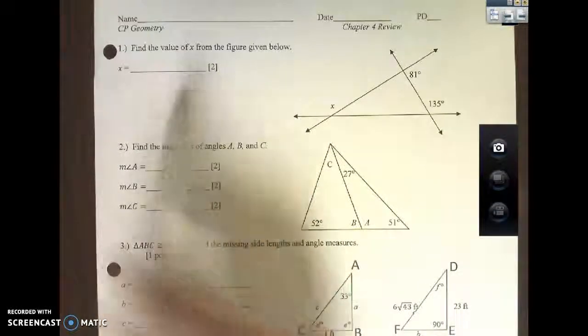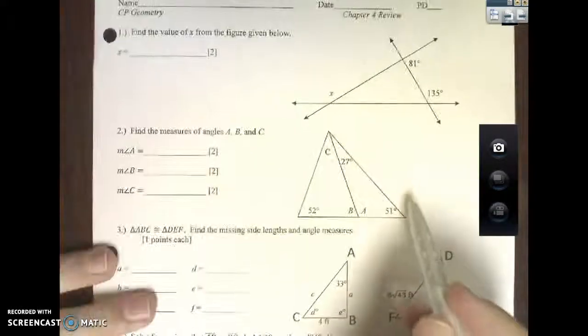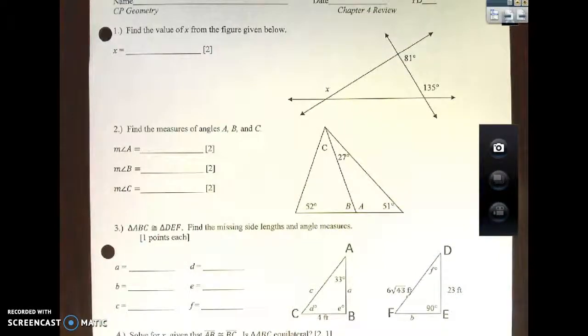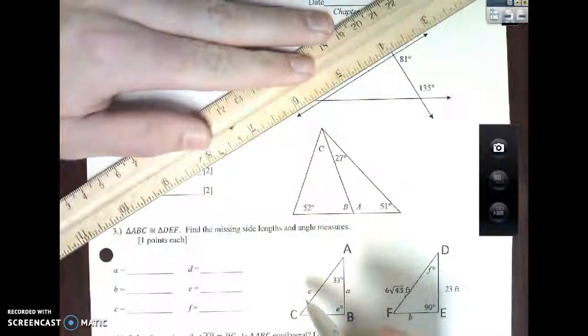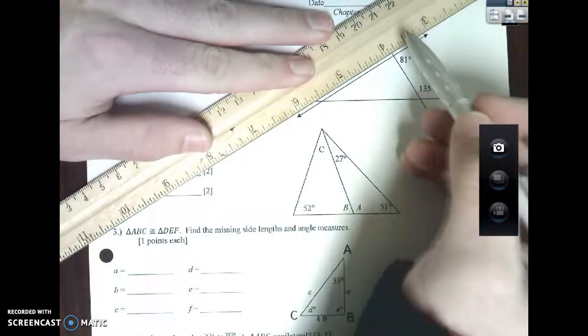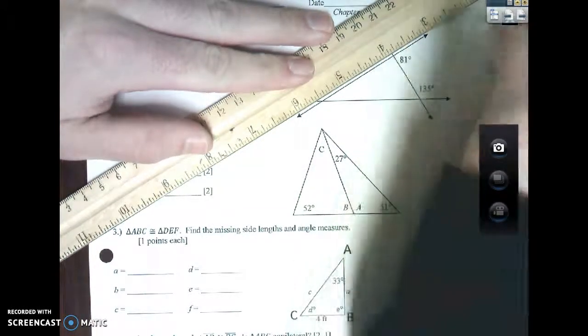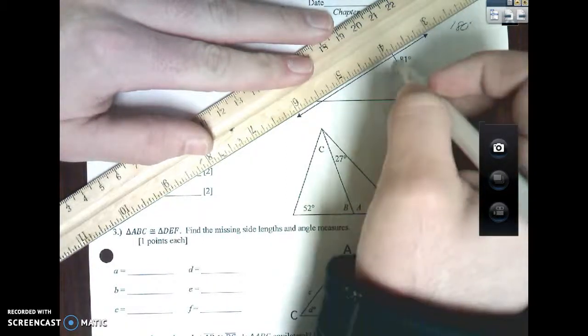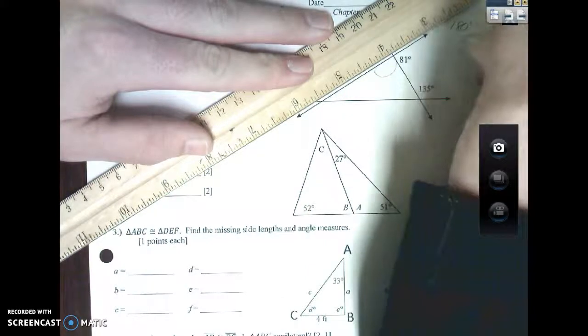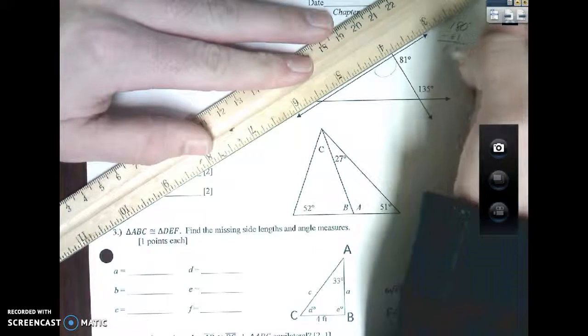Find the value of x from the figure given below. Now, a very important thing for you guys to remember, this is going to be popping up a lot, I have a lot of straight lines going on right here. So here I have a ruler straight across. Now, what does a straight line equal? 180 degrees. So if this is 81 degrees, I want to find this angle. Well, I can do 180 minus 81, which would give me 99 degrees.